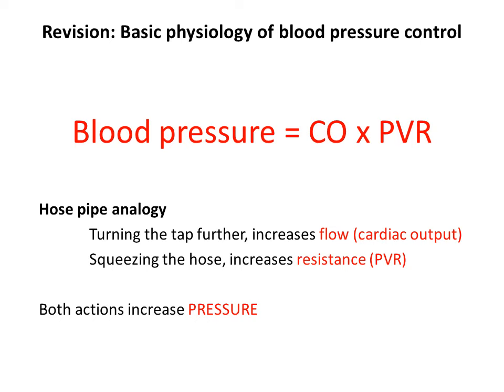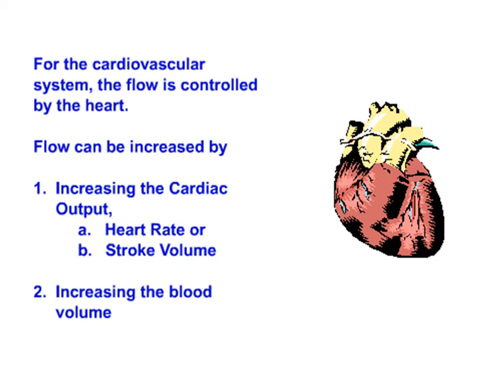For the cardiovascular system, the flow is controlled by the heart. Flow can be increased by, one, increasing the cardiac output by either increasing heart rate or stroke volume, or two, increasing the blood volume. Conversely, flow is reduced by decreasing the cardiac output or by decreasing the blood volume.